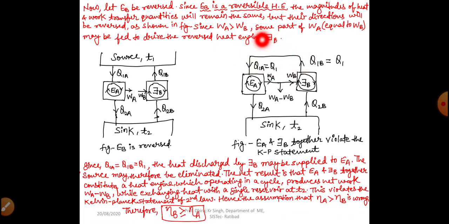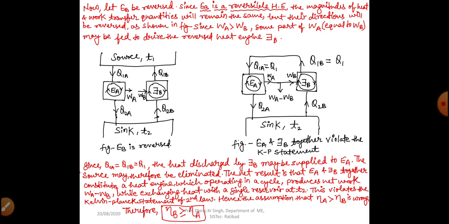That is violating our Kelvin-Planck statement, so what we assumed earlier, that the efficiency of A will be greater than the efficiency of reversible engine B, is wrong. In the last sentence you can see, a heat engine operating in a cycle produces net work WA minus WB while exchanging heat with a single reservoir at T2. This violates the Kelvin-Planck statement of the second law. Hence the assumption that the efficiency of A is greater than the efficiency of B is wrong.